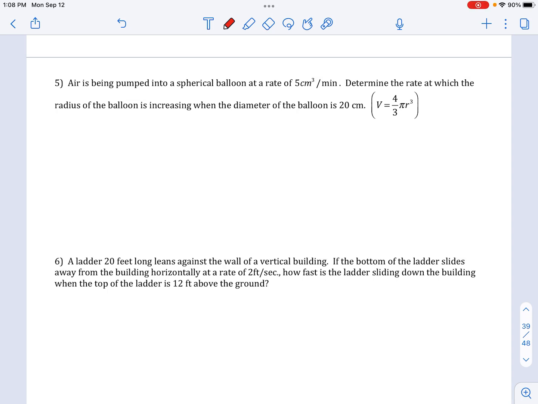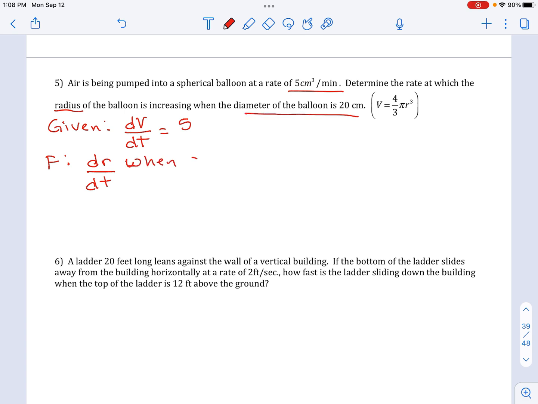Okay, it says that air is being pumped into a balloon at a rate of 5 cubic centimeters per minute. So just by looking at the units, I can tell that is your change in the volume over time, so that is dV/dt, which is 5. And it wants me to find the rate of change of the radius over time, which is dr/dt. This is what we were trying to find when the diameter is 20 centimeters.